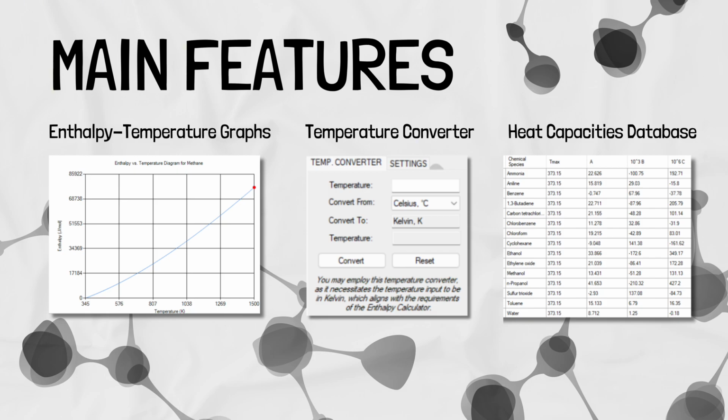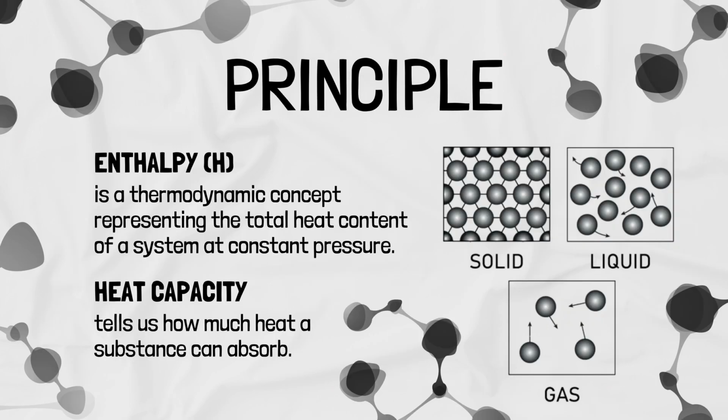Next is the Heat Capacities database, where users access a comprehensive database for solids, liquids, and gases. They can explore heat capacities for various chemical species, enriching their calculations with reliable reference values. In the enthalpy calculator, we employ fundamental principles and equations to ensure accurate and meaningful thermodynamic calculations. Let's delve into the underlying concepts.